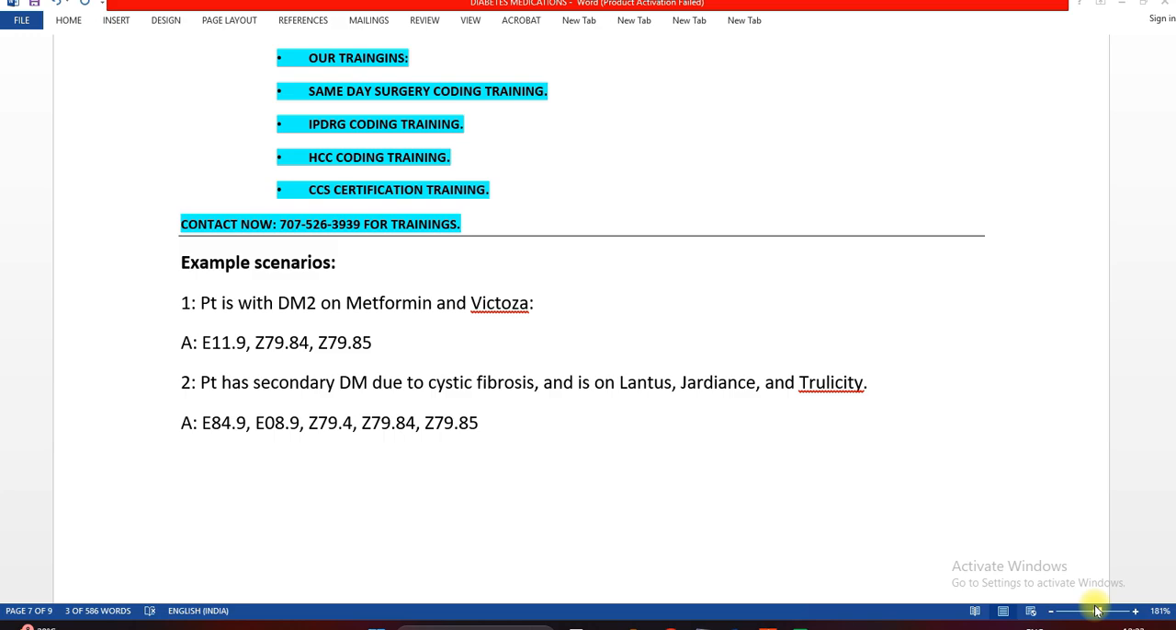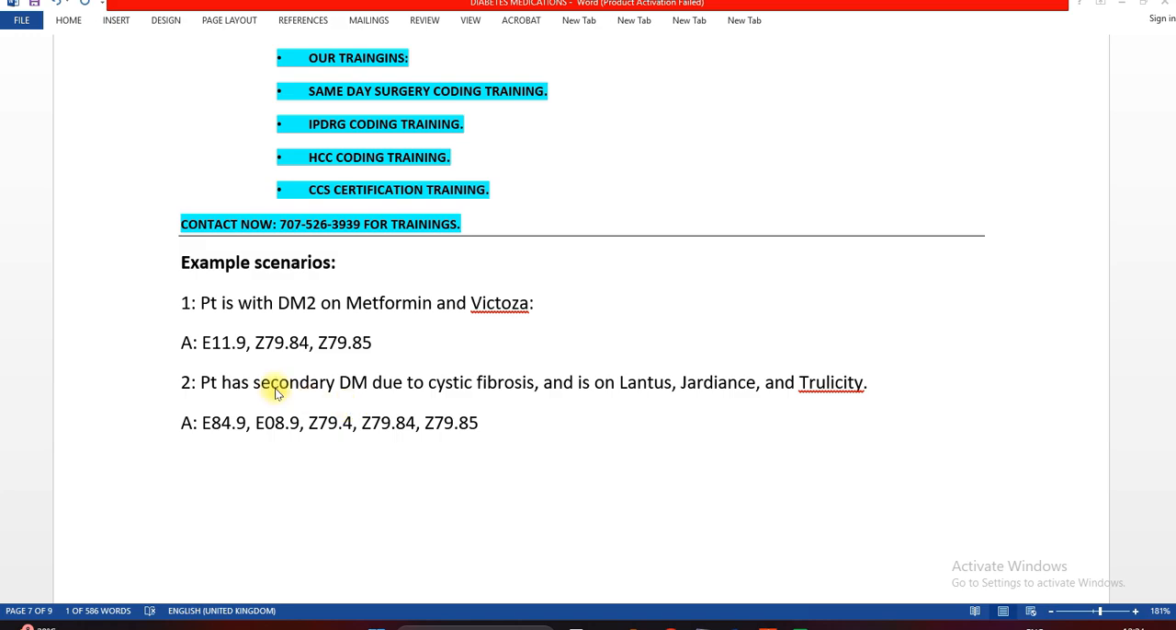Now we will see a few example scenarios. For example, the patient has diabetes mellitus and is on metformin and Victoza. Based on our previous discussion, Victoza is an injectable non-insulin drug. The reason for these medications is diabetes, so we need to code diabetes as the principal diagnosis. Metformin is an oral hypoglycemic drug, so for that we need to use Z79.84. As Victoza is an injectable non-insulin drug, we need to use Z79.85.